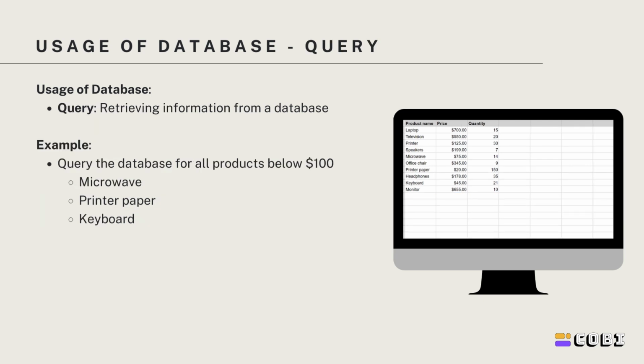Query. Query is the method you use for retrieving information from a database. So here's an example using our same database that we've been using. We want to query the database for all products below $100. And so if you look through here, we will get 3 products returned from our query: the microwave, which is 75, the printer paper, which is 20, and the keyboard, which is 45. Those products all have prices below $100.